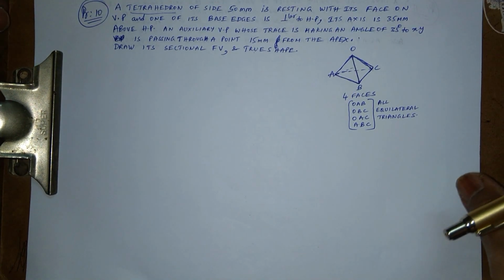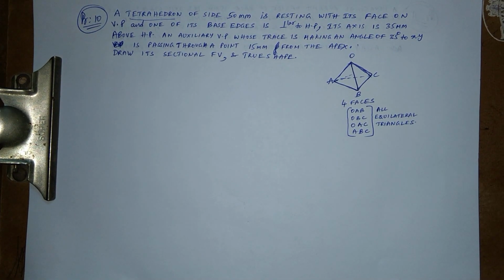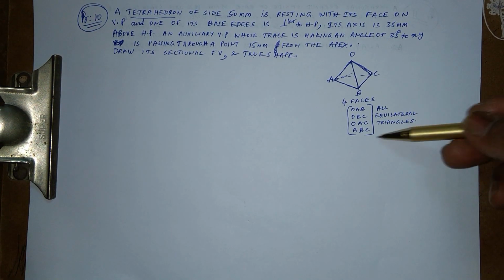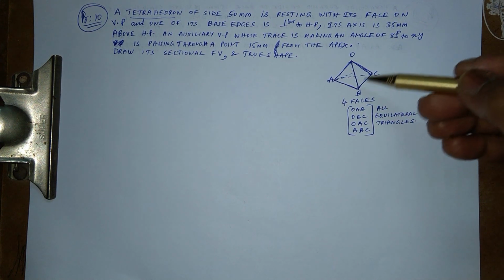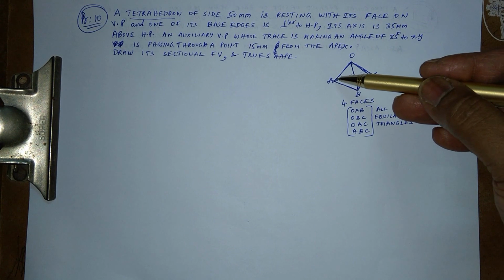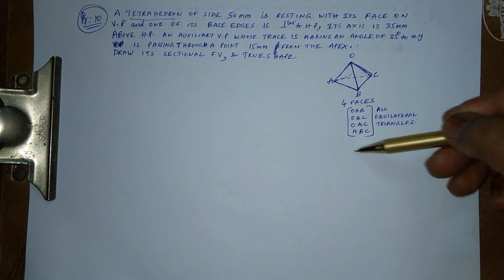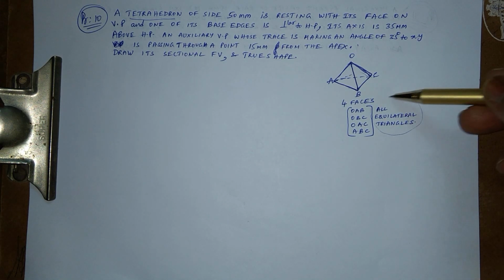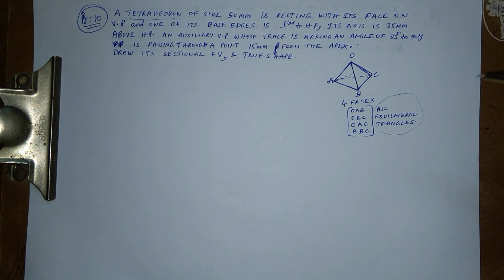So this is a tetrahedron. If you understand what a tetrahedron is, tetrahedron has all equilateral triangles, that is OAB, OBC, OAC and ABC. All of these are equilateral triangles. Okay, this is your tetrahedron. It is a kind of a pyramid. Not quite a pyramid, but it's a kind of a pyramid. Alright, so here all the faces are triangular faces.